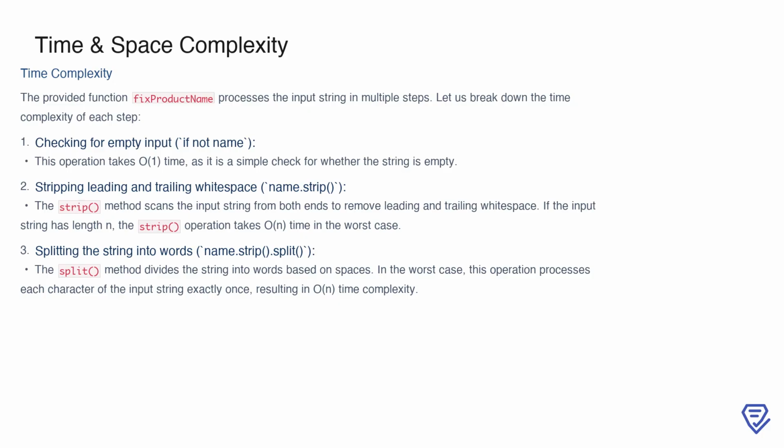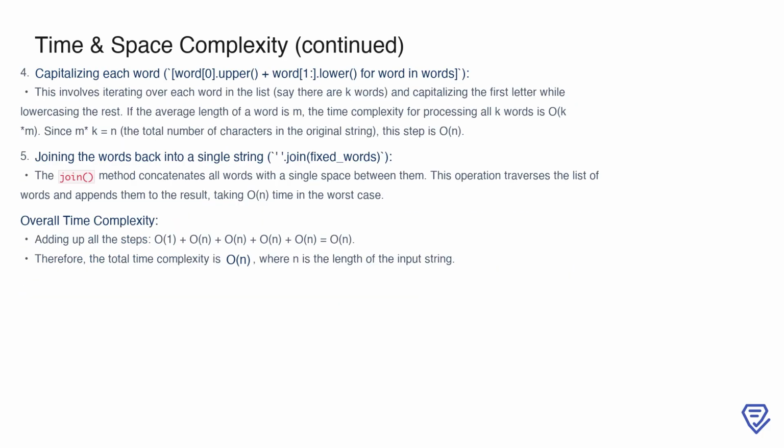Following that, the split method is used to divide the string into words based on spaces. This method also processes each character of the string once, resulting in O(n) time complexity in the worst case. So far, we've seen a sequence of operations that are either O(1) or O(n), contributing to the overall time complexity step by step. Now, let's look at the next steps in the function.